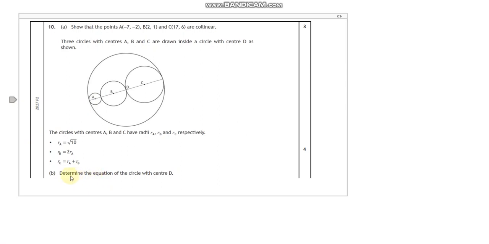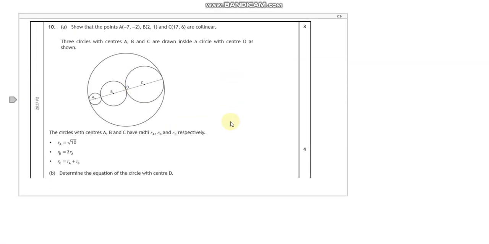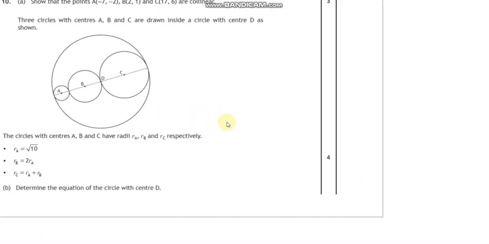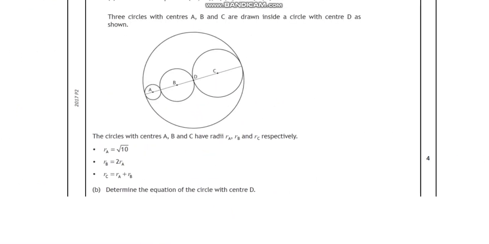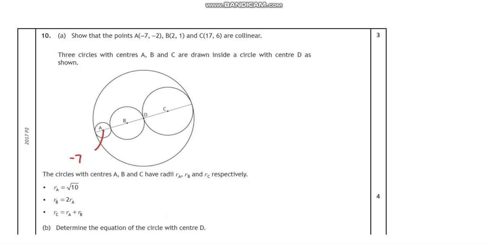I'm more interested in the second part, which is determine the equation of the circle with centre D. To do that, I would first of all label up what I've got and have a think about what I can sketch on. Okay, so we'll just zoom in. So I know that A is -7, -2. I know that B is 2, 1.